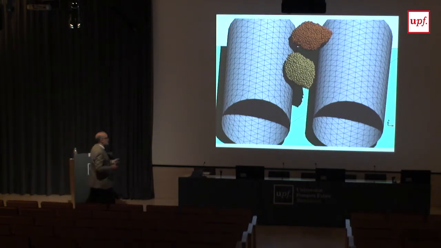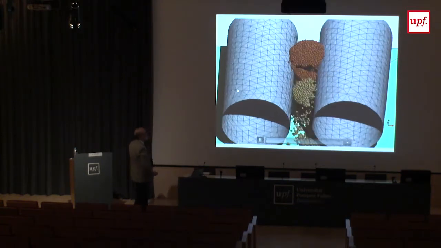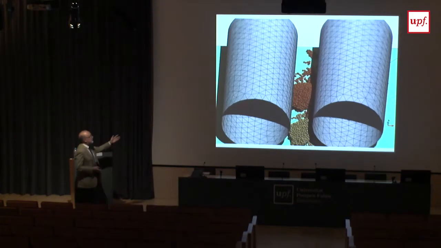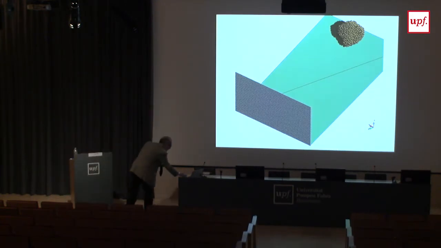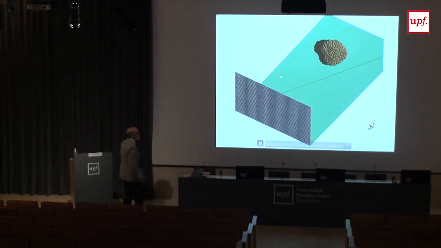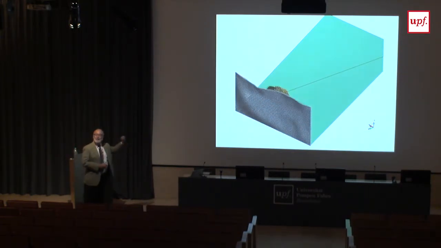For instance, this is an example of how we will break, or we will test. This is for the food industry. These particles will break. Interesting. This is another problem. You have particles falling, a rock, on a net. And this net is also modeled with particles. Interesting.